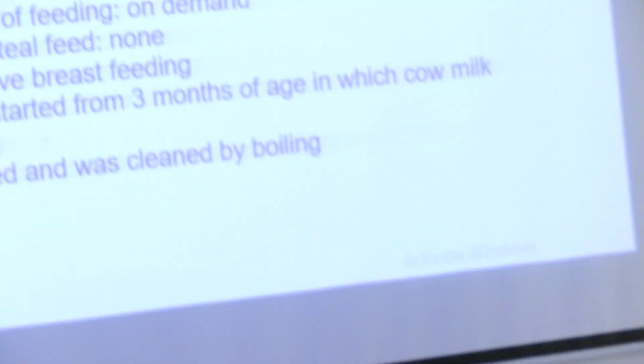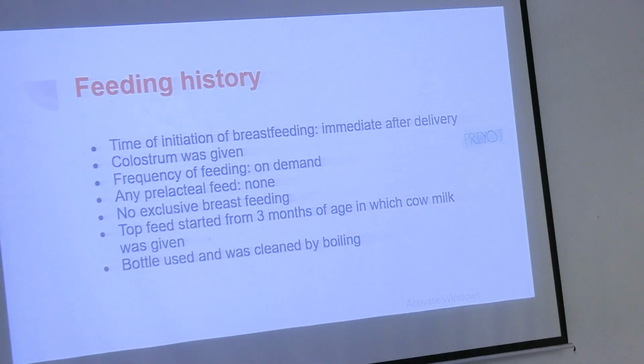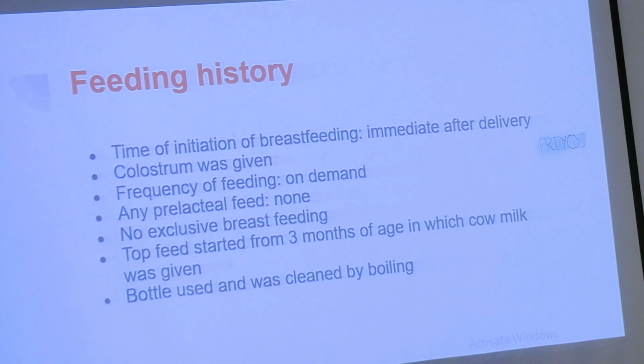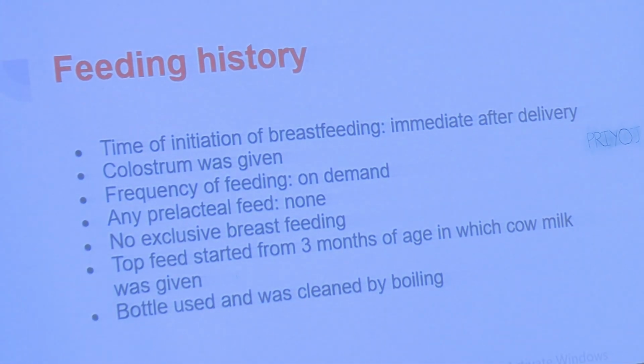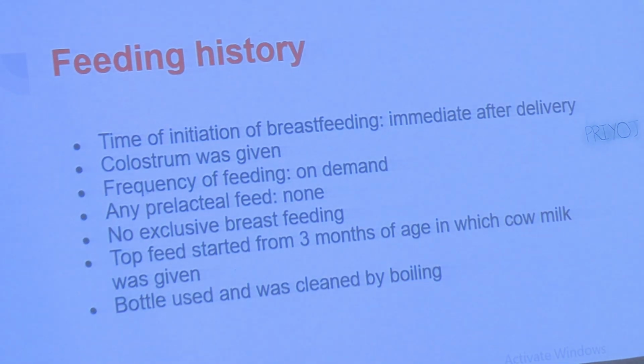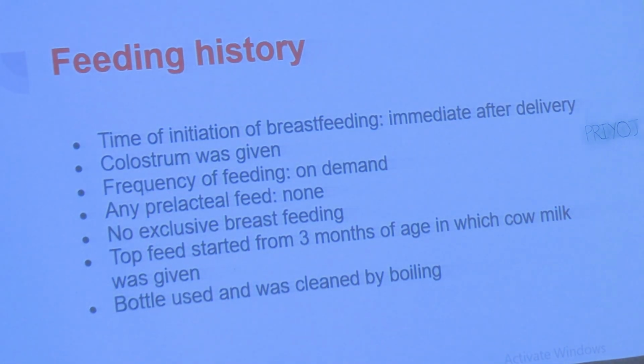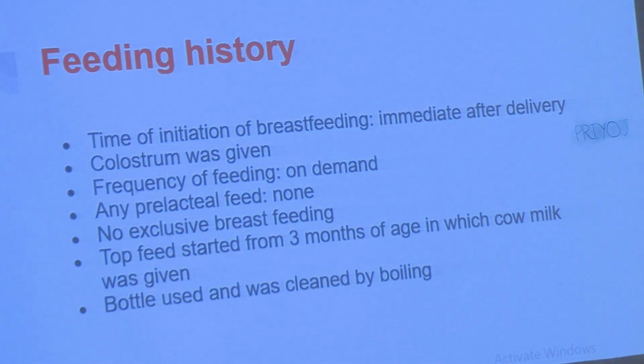Then comes the feeding history. The feeding history of the child has to be taken from birth. After birth, what was the time of initiation of breastfeeding, when did the breastfeeding start for the child? It should be as soon as possible after delivery, ideally within 1 hour in case of C-section and within 30 minutes in case of normal vaginal delivery.